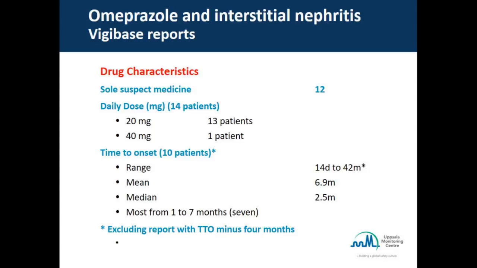Omeprazole was the sole suspect medicine in 12 of the 15 reports. There wasn't a strong dose-response relationship. Time to onset ranged from 14 days to 42 months. Now, normally you don't exclude any reports, but in this case, one of the times to onset was -4 months, so I haven't included that one. They do go out to 42 months, which is a long time, but in fact, the mean and the median time to onset was only 2.5 months.